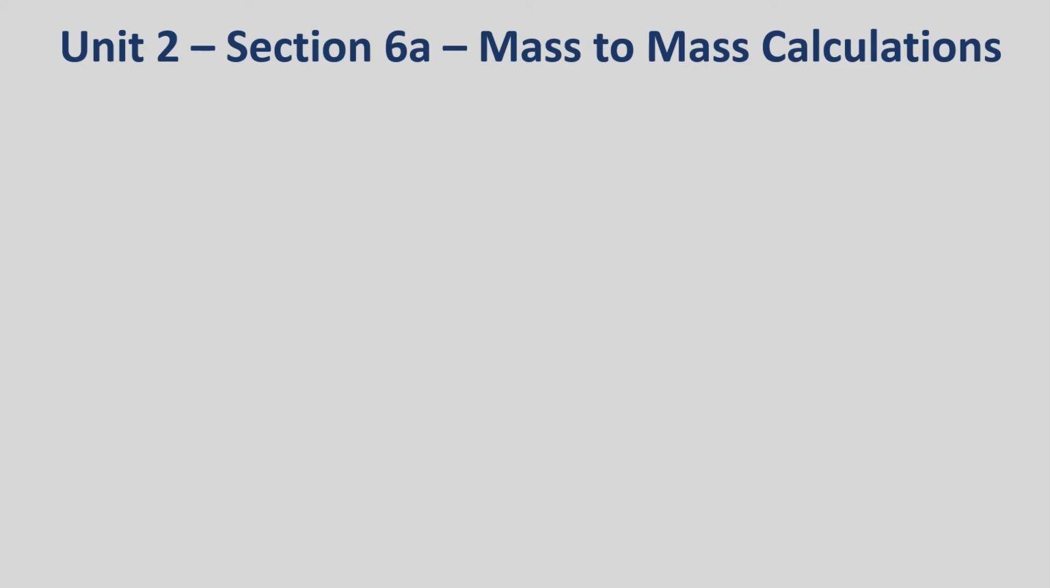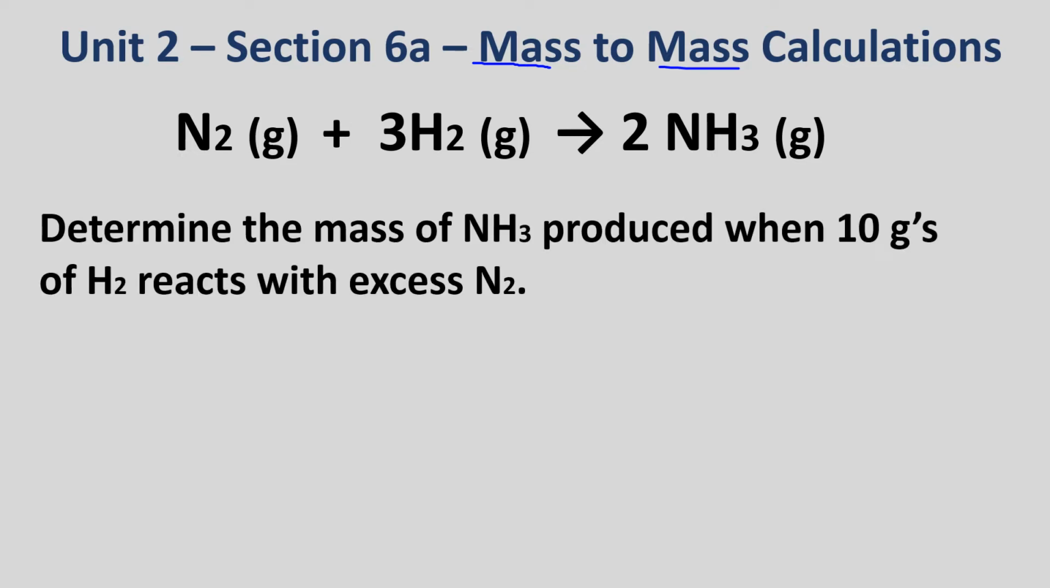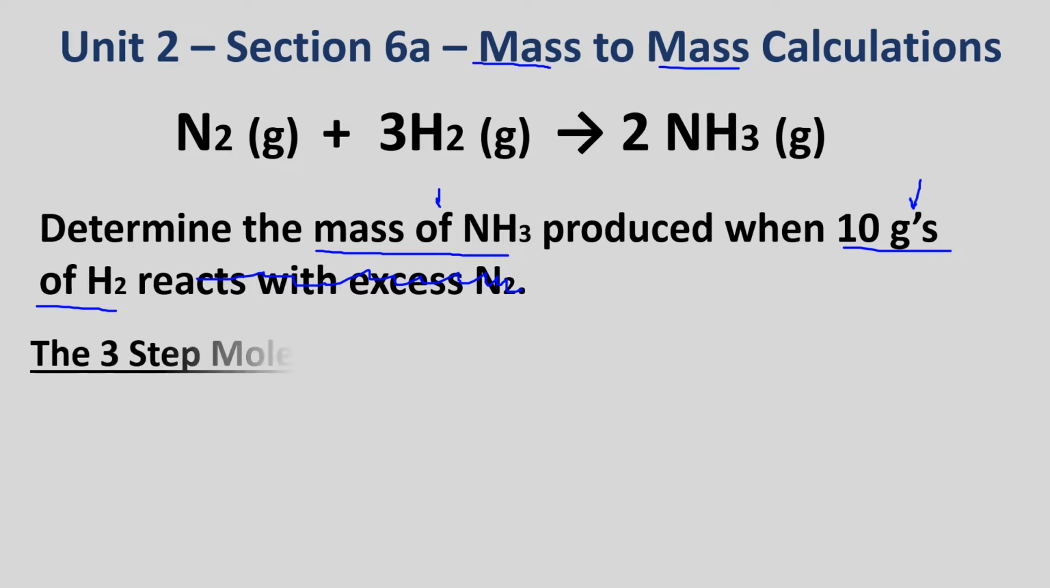In this section, we are going to look at mass to mass calculations. So grams is what we're talking about here. Let's start with an equation. This is our regular Haber process. It's been balanced, and our question is: determine the mass of NH3 produced when we have 10 grams of H2 reacting with excess N2. We're going to ignore this excess part. This is going to become more clear in a future section. We're just focusing on the mass and this mass right here.